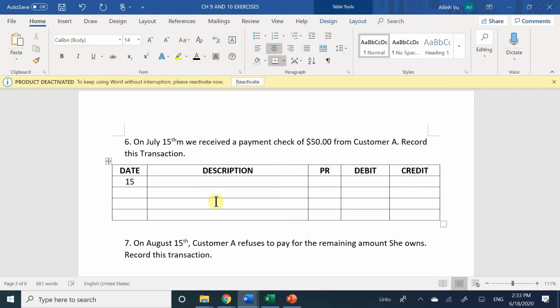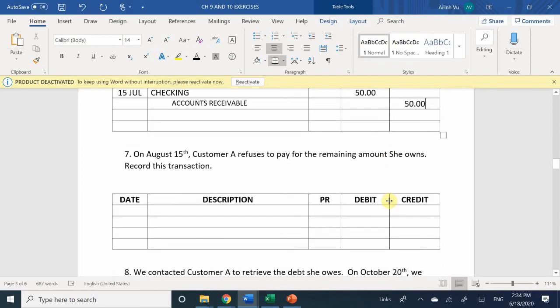So July 15, and that is actually correct. We are going to be receiving a check, so we write checking. And then we are decreasing our accounts receivable, right? We're lowering the amount that this person owes us. We're going to decrease it by $50. Good.